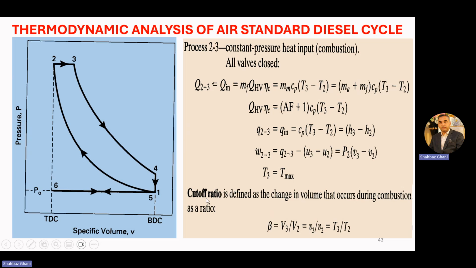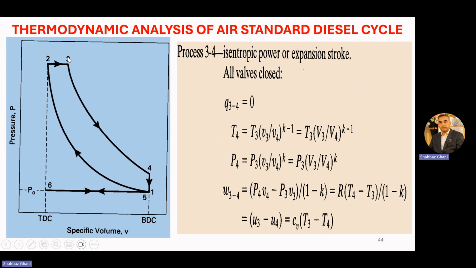Now, another term here, the cutoff ratio, is defined as the change in the volume that occurs during combustion as a ratio. Point 2 is at TDC, but the combustion is finished here, at the end of heat input. So at that point, the volume is different. The cutoff ratio is defined as beta. So V3 divided by V2, or specific volume at 3 divided by that at 2, is equal to T3 divided by T2. So this is the cutoff ratio in terms of volume, or specific volume, with respect to the temperature.